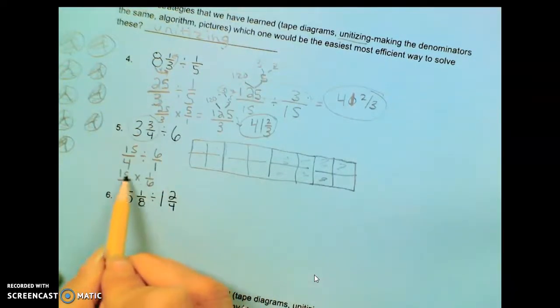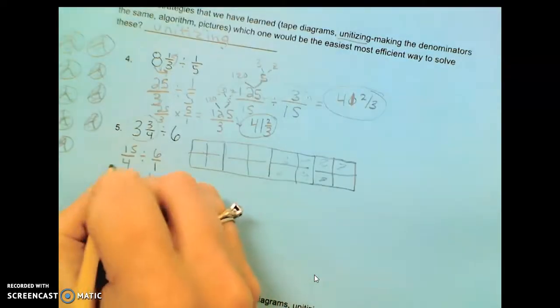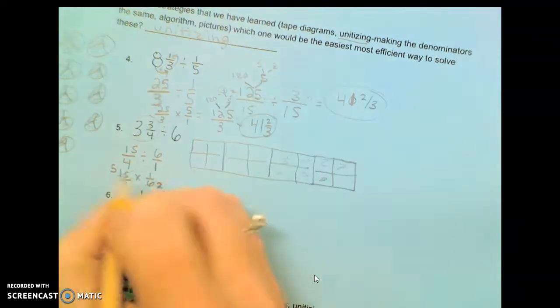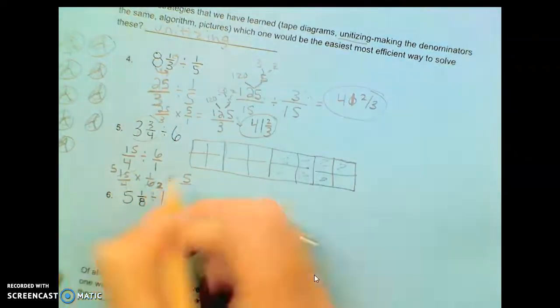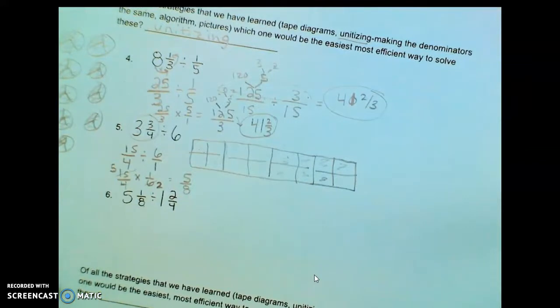And I look here, I see I can take 15 and 6 and cross cancel them. I can divide them both by 3. So 15 divided by 3 is 5. 6 divided by 3 is 2. So now I have 5 times 1 and 4 times 2, which is 8. So I have 5/8. That can't be simplified any further. So there is my answer.